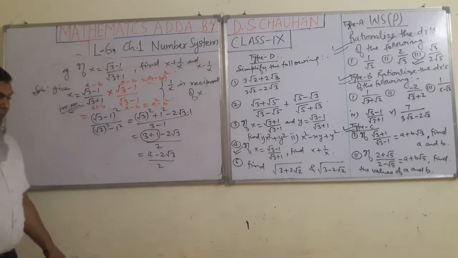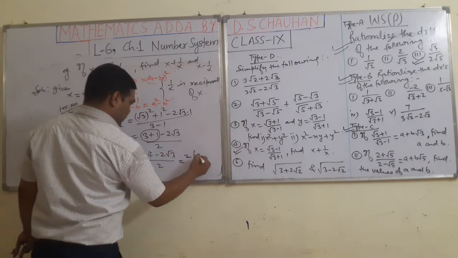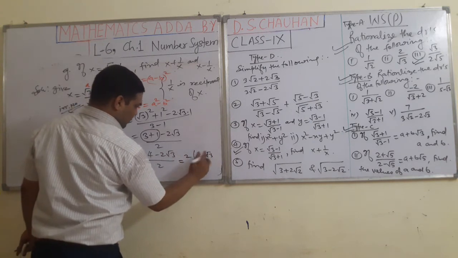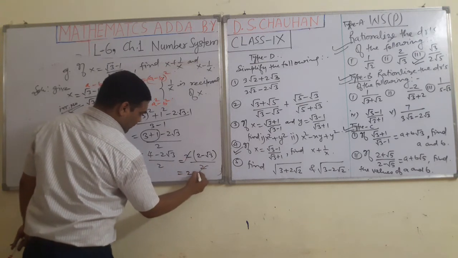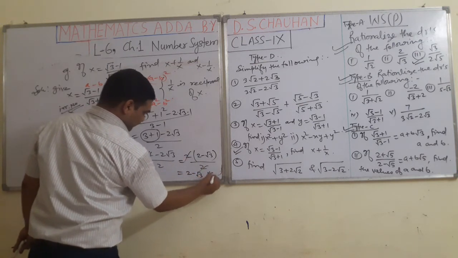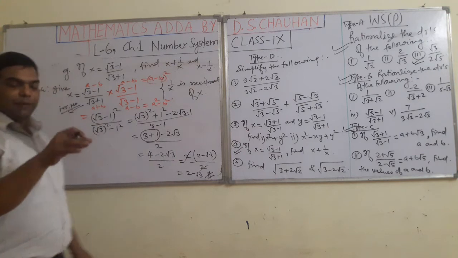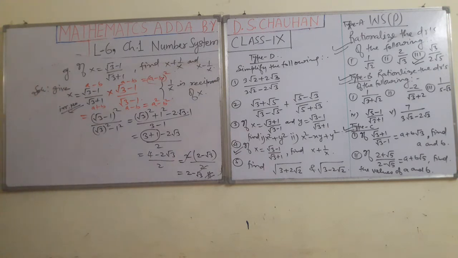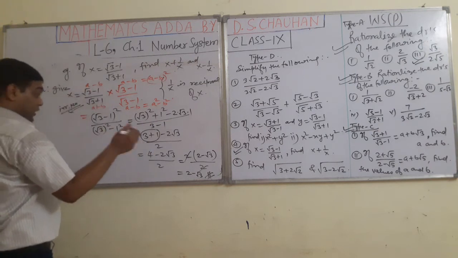If you see clearly, 2 is common in the numerator. Take 2 as common, you will get 2 minus root 3 upon 2. 2 and 2 get cancelled. What do you have? 2 minus root 3. This is the value of x. Okay, so already you have been given this x now.